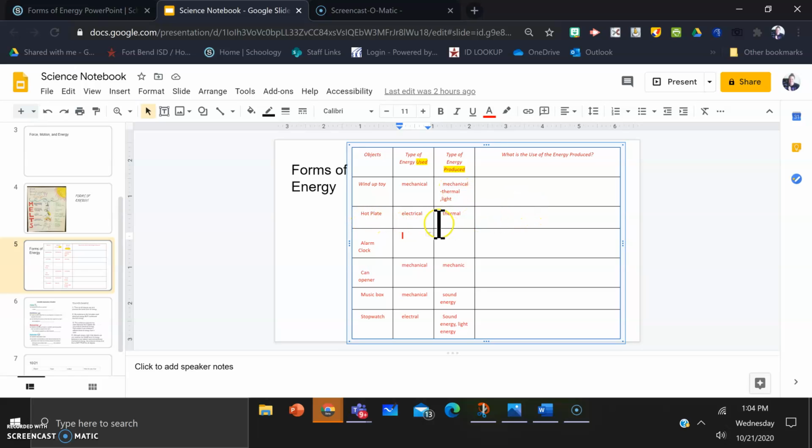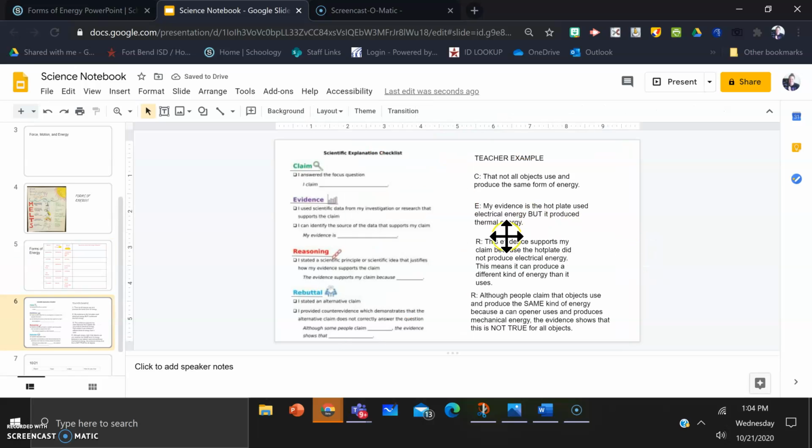Next, we looked at a hot plate. The hot plate was plugged into the wall, so it uses electrical energy, but it creates thermal energy or heat that melted the ice cube or the water. An alarm clock uses batteries, so that is electrical energy. It produces mechanical energy when the hammer goes back and forth. It also produces sound energy when it makes the noise.